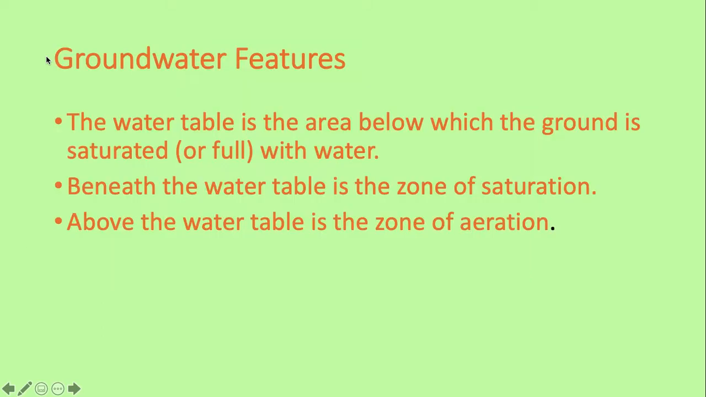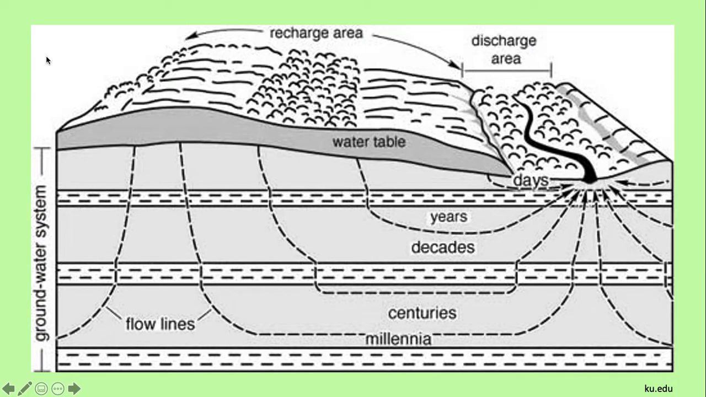So the water table is the area below which the ground is saturated or full with water. Beneath the water table is the zone of saturation. Above the water table is the zone of aeration. Here's another diagram of some groundwater features. When groundwater is between layers of impermeable rock, represented here by the dashed lines, it can be stuck underground in the same location for quite some time.